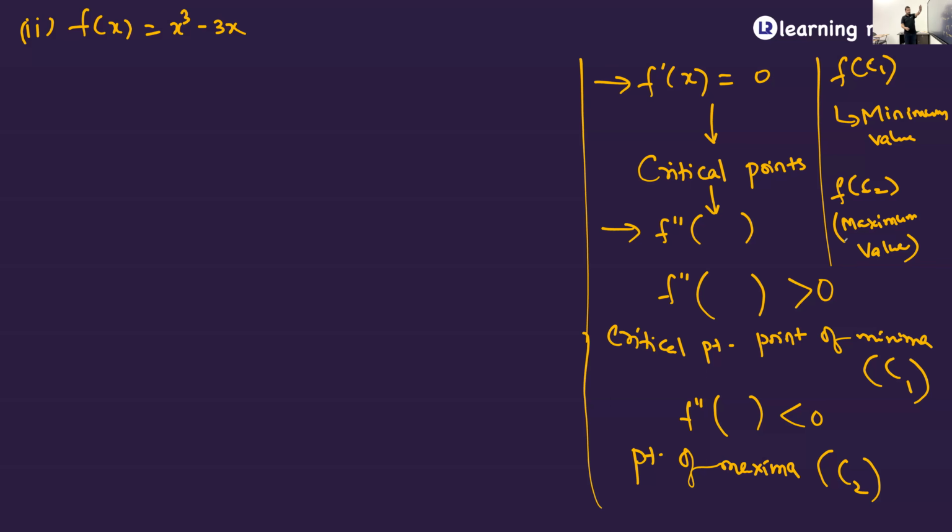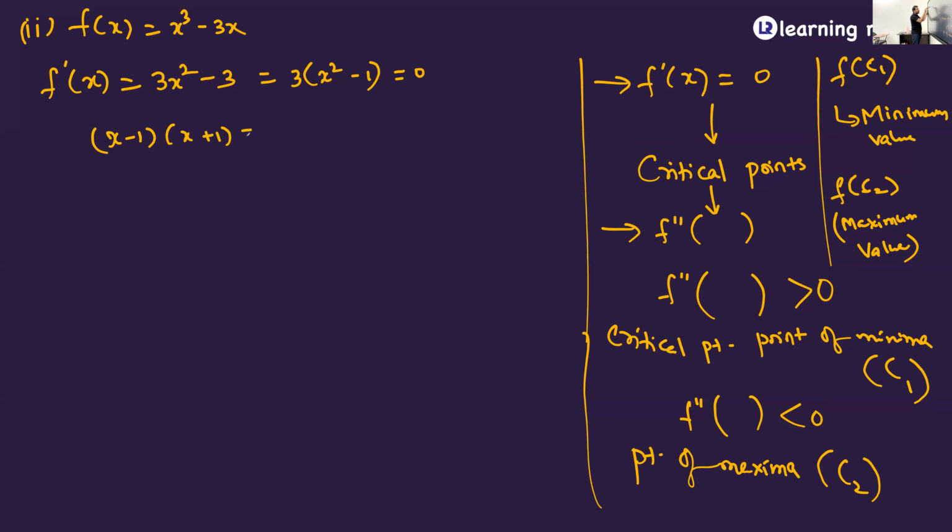So in the problem, if I follow the same steps, what is that I need to do? Find f dash of x. It is 3x square minus 3. So it is going to be 3 into x square minus 1. So if I equate it to 0, I get x minus 1 into x plus 1 is 0, which implies x is equal to plus or minus 1. So how many critical points do I have in this problem? 2. So my next job is to find what is happening at f double dash of 1 and what is happening at f double dash of minus 1.